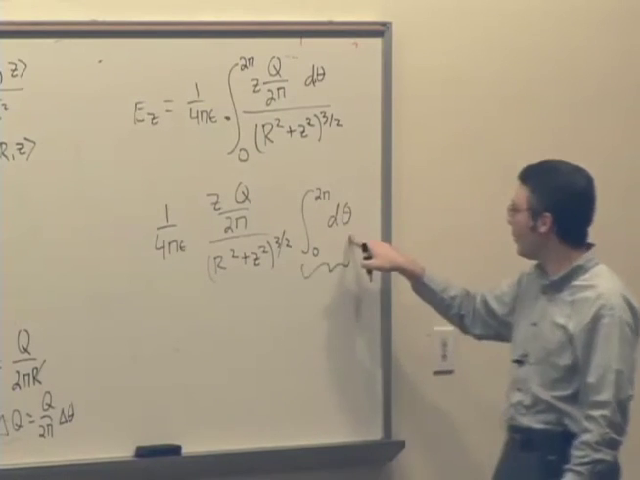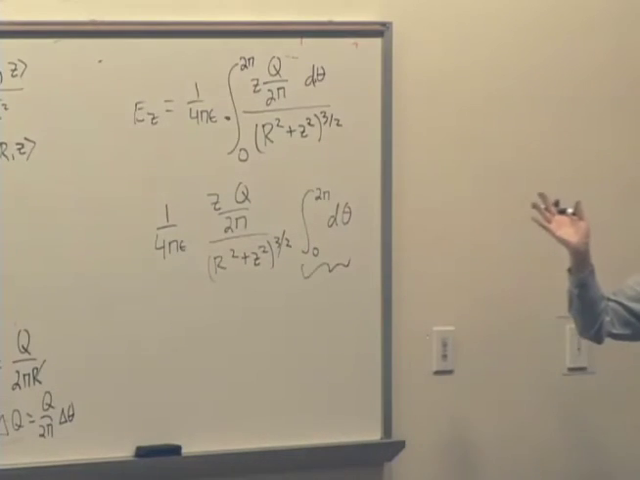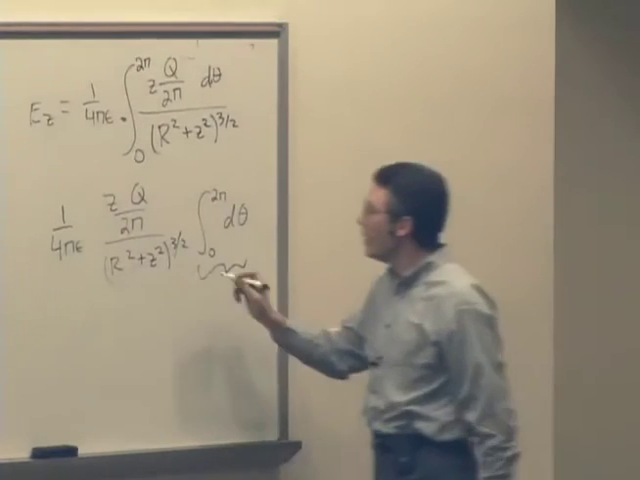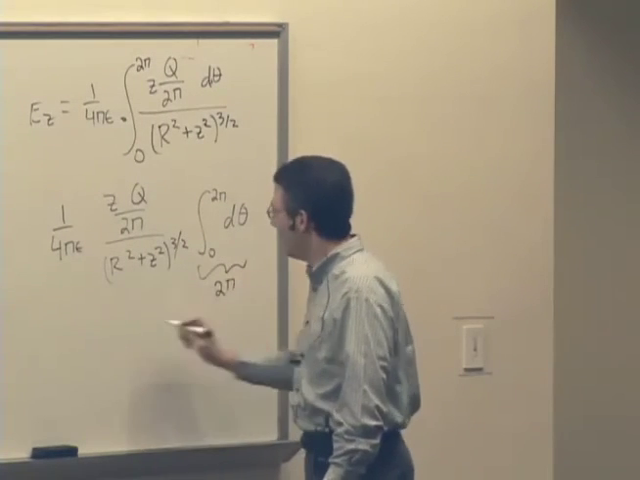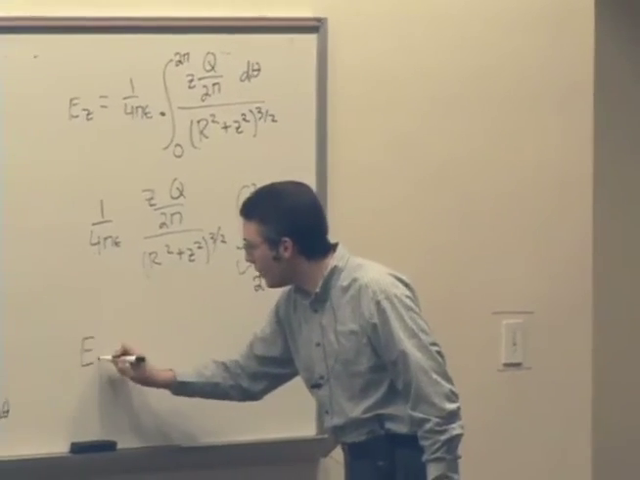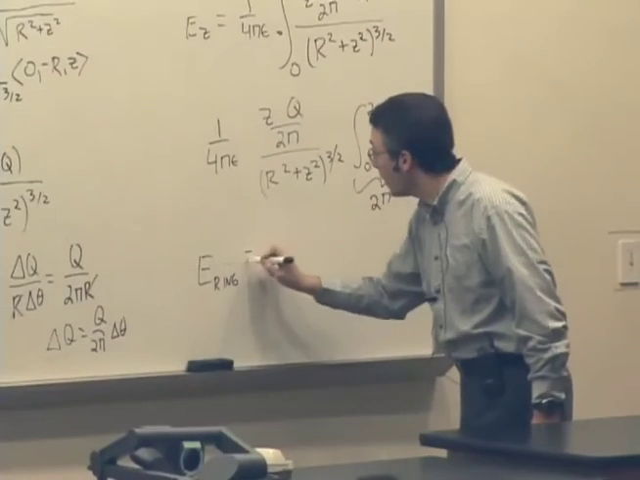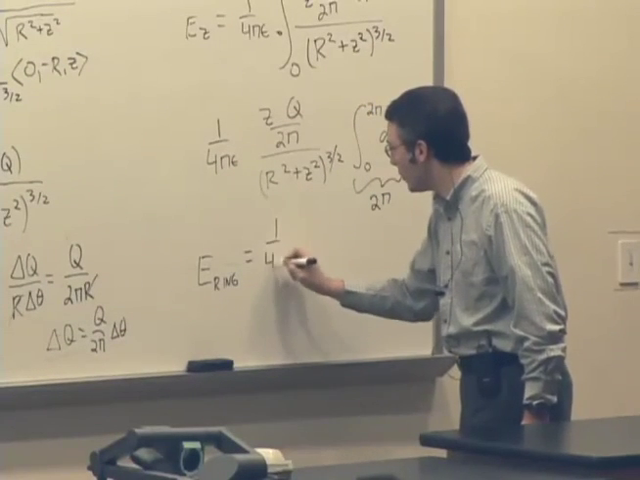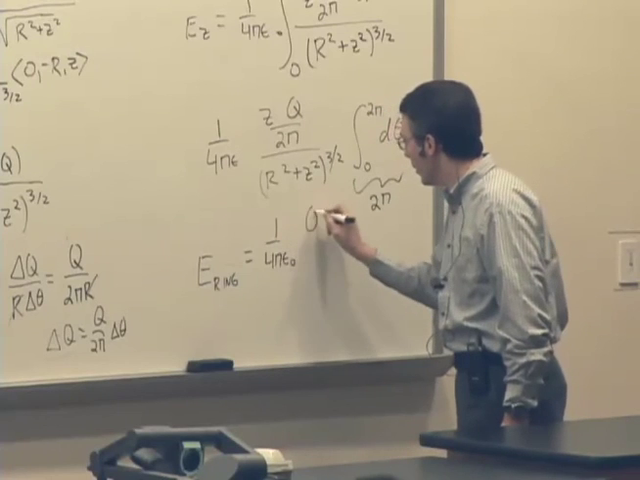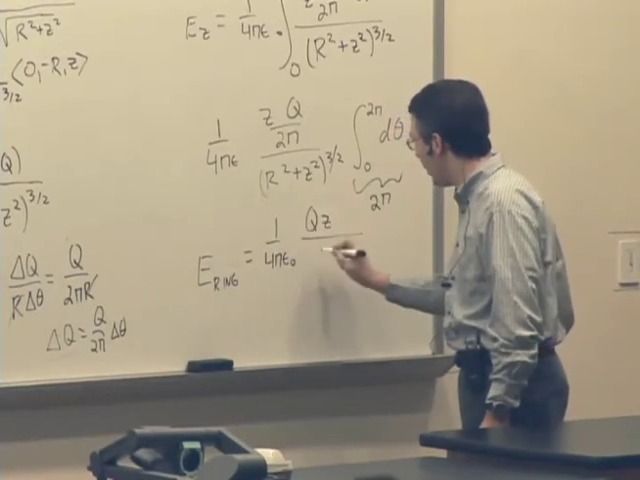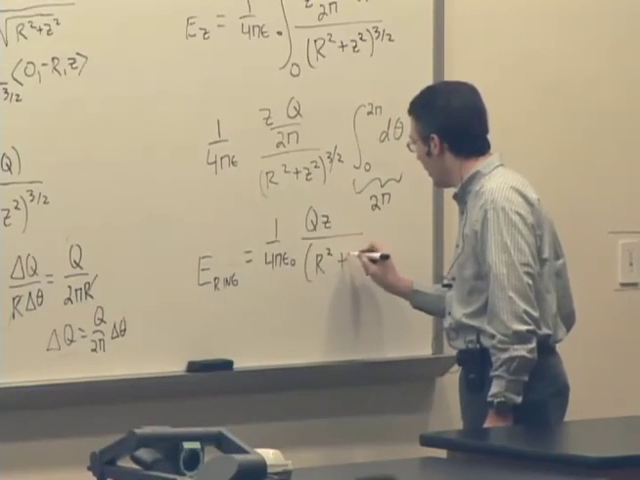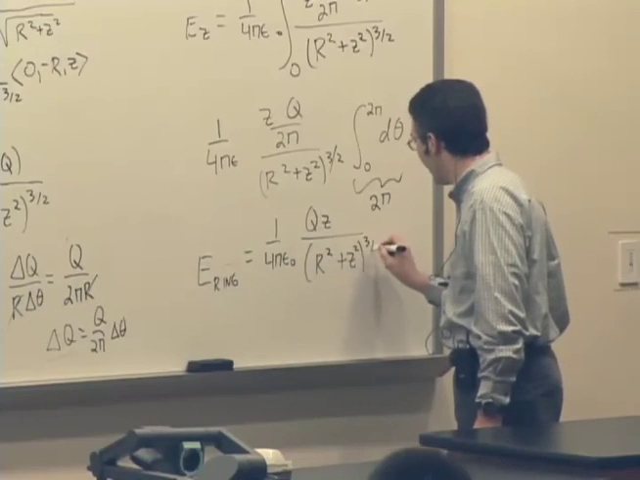And if I do that integral, what do I just get? 2 pi. So the 2 pi cancels out. And we get, for our result, the electric field of a uniformly charged ring is equal to 1 over 4 pi epsilon 0 times Q times z over r squared plus z squared to the 3 halves. Okay?